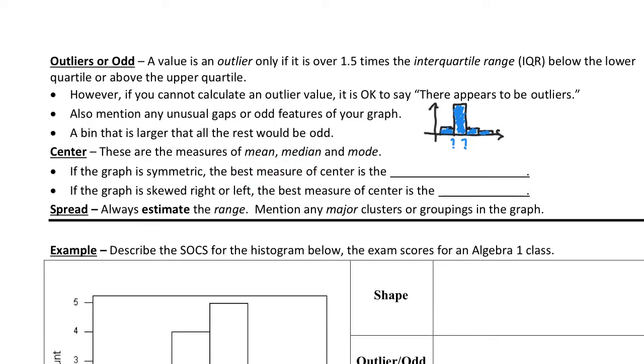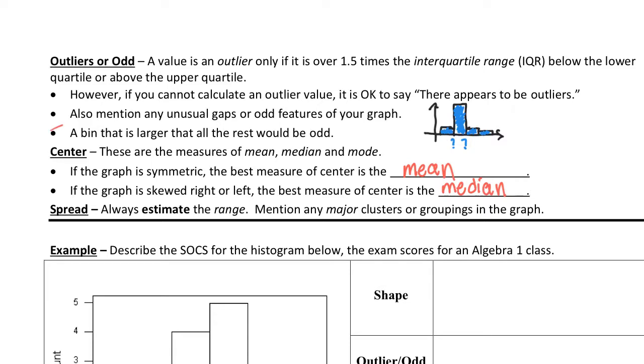median. We mentioned before for shape, if the graph is symmetric, the best measure of center is the mean. And for skewed graphs, either right or left, the best measure of center is the median. So hopefully you remember from the last video, I said that the median is the one that's resistant to that skew.